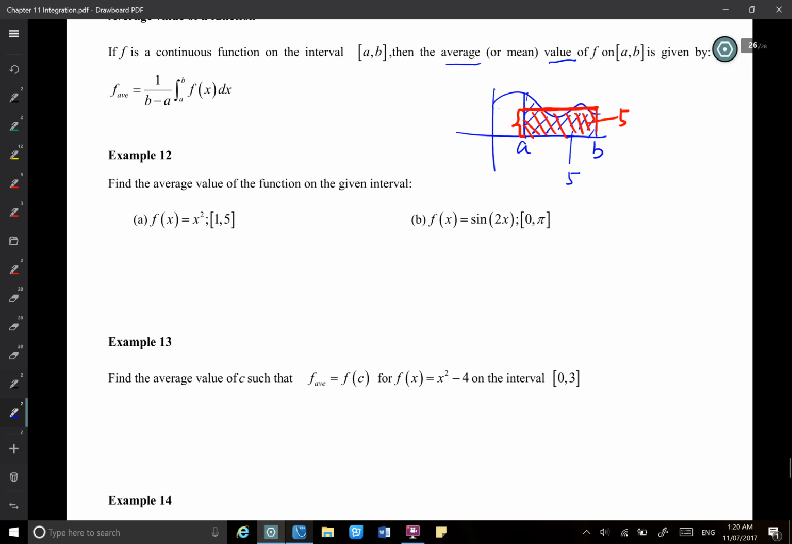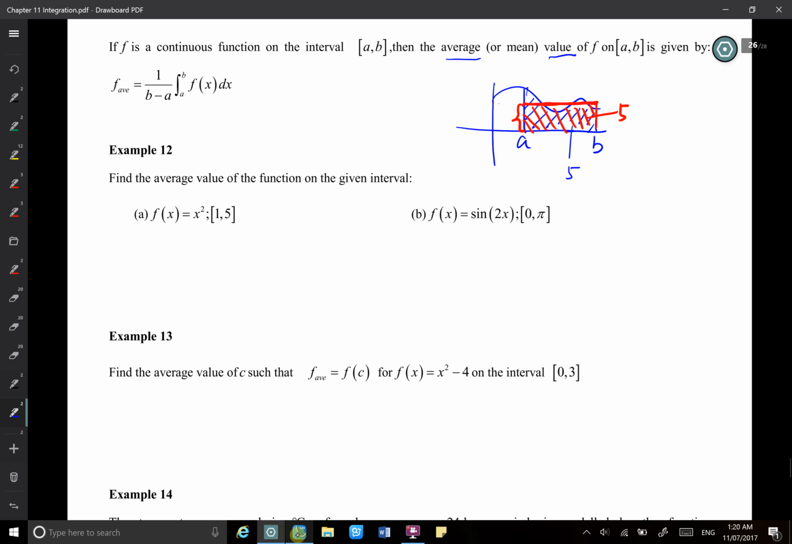Find the average value of the function for the given interval. For this one, first, x squared from 1 to 5. The area must be the signed area. So the integral from 1 to 5 of x squared dx gives me the area under the curve. The length is 4 from a to b, so it's 1 over 5 minus 1.